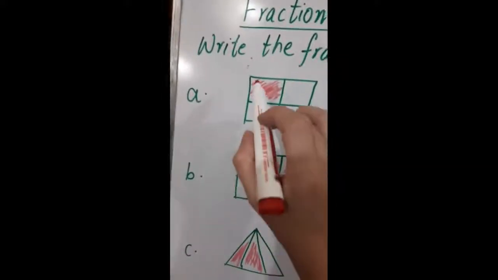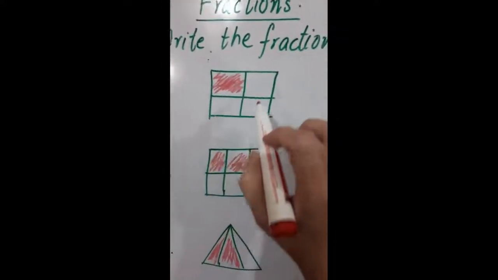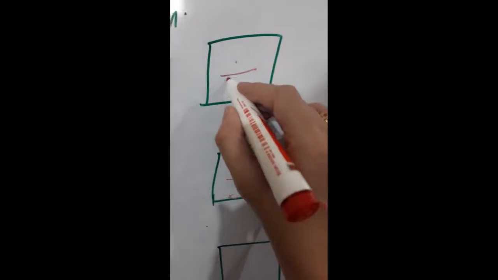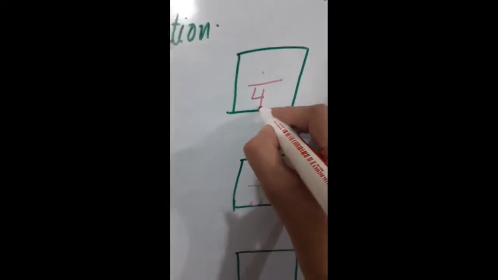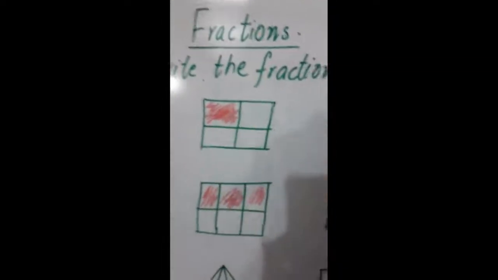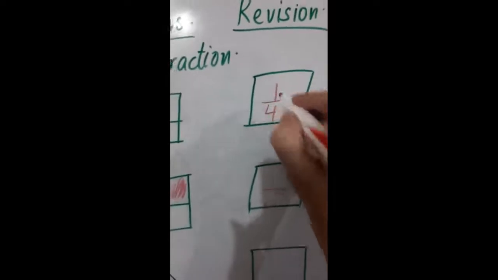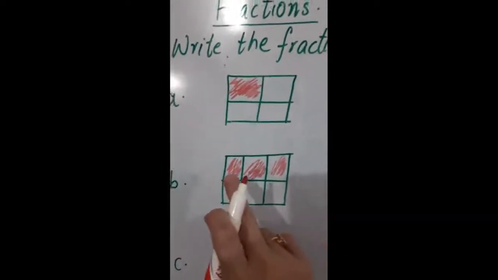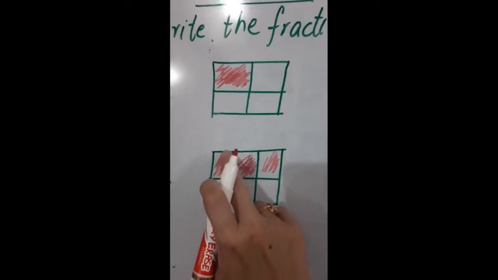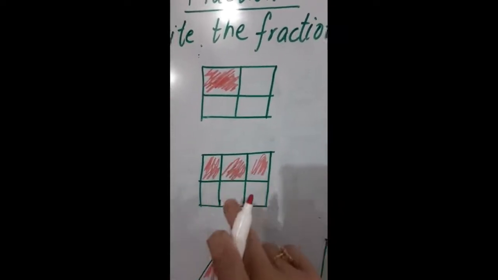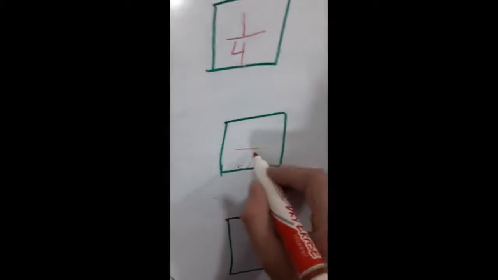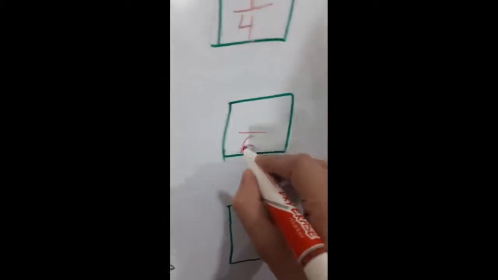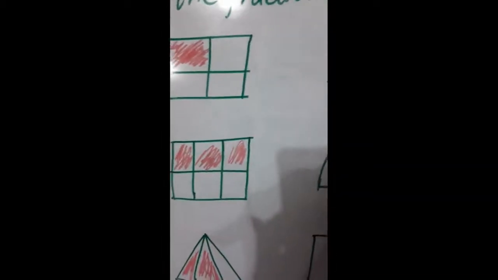Now let's count the total parts. 1, 2, 3, 4. Here you are going to write 4 in the denominator and the shaded part is 1. So we will write 1 out of 4. Now let's count how many total parts. 1, 2, 3, 4, 5, 6. Here we are going to write 6 and how many shaded parts? 3.